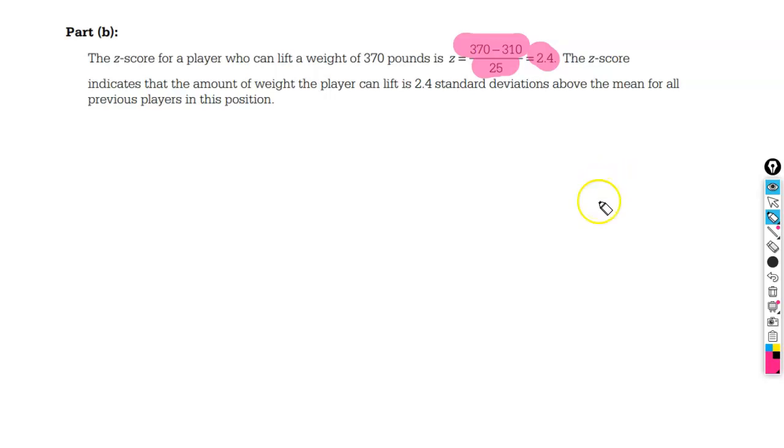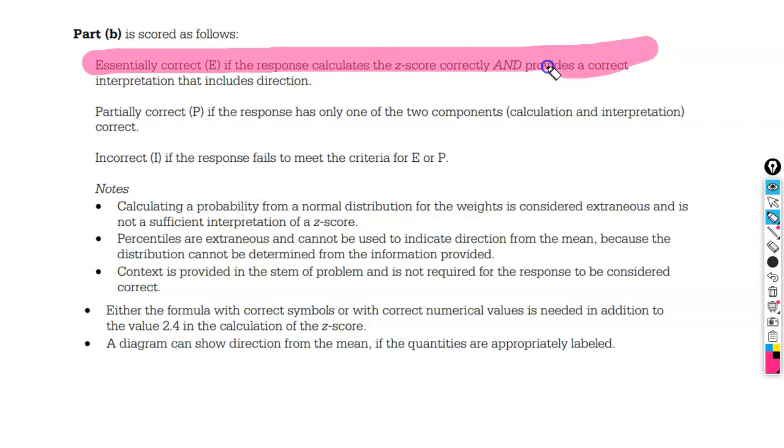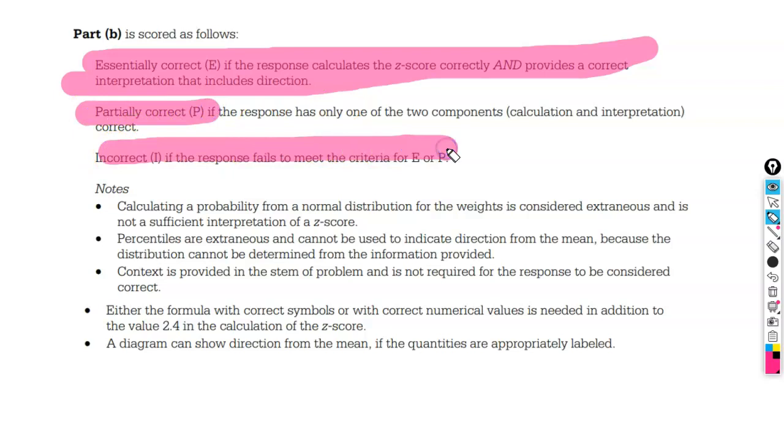All right, that one's really straightforward. How do you grade it though? You get an E if you get the right z-score, and you say that they're 2.4 standard deviations above previous lifters. You get partial if you get one of the two, and I if you don't get either.